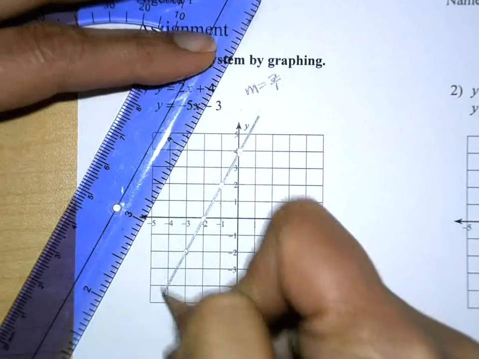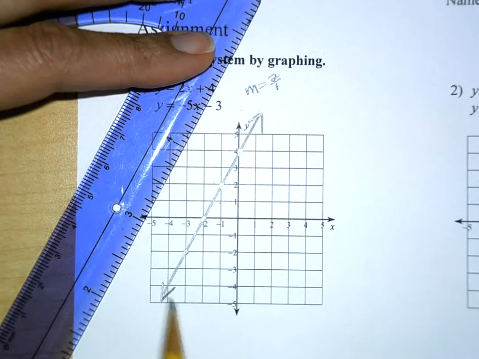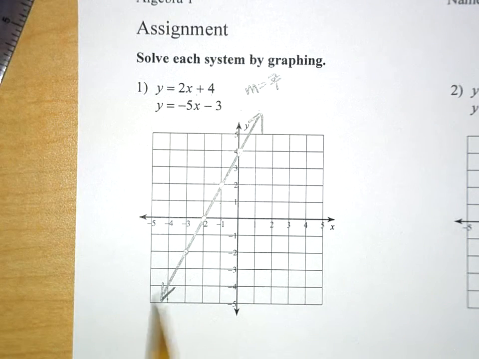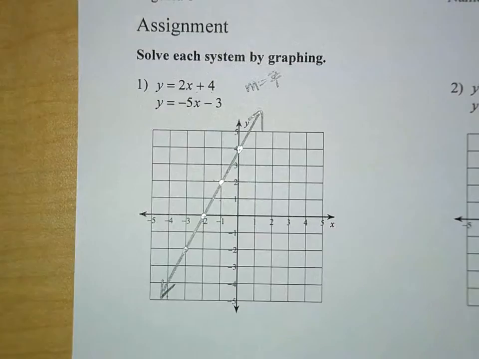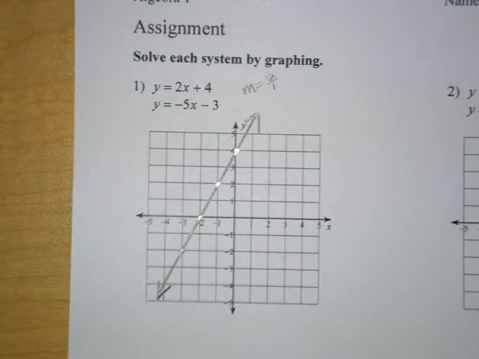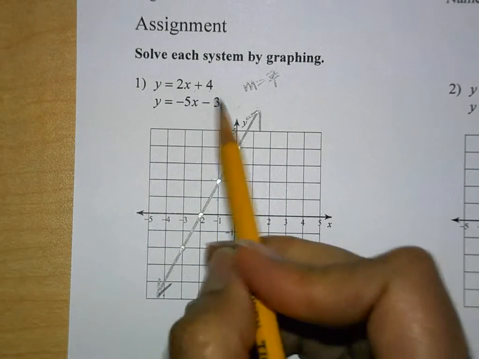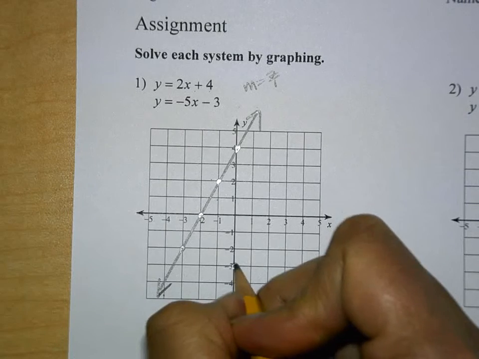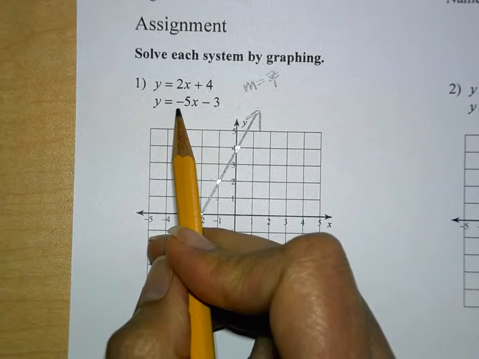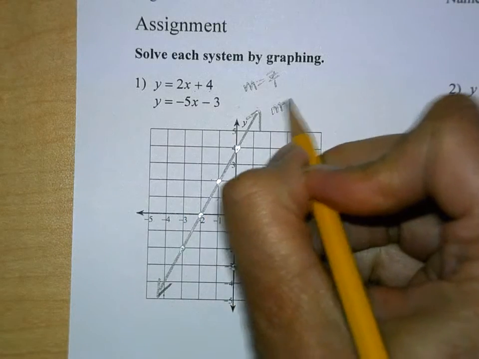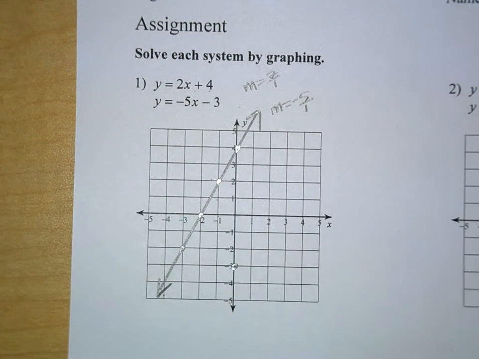Remember, when you draw a line, arrowheads on both ends. I should have extended that further just in case one of my points where they meet is down here. I hope I didn't mess up. Graphing the second line, my intercept is -3, so I plot my -3. My slope for this one is -5, which means that slope is really -5 over 1.